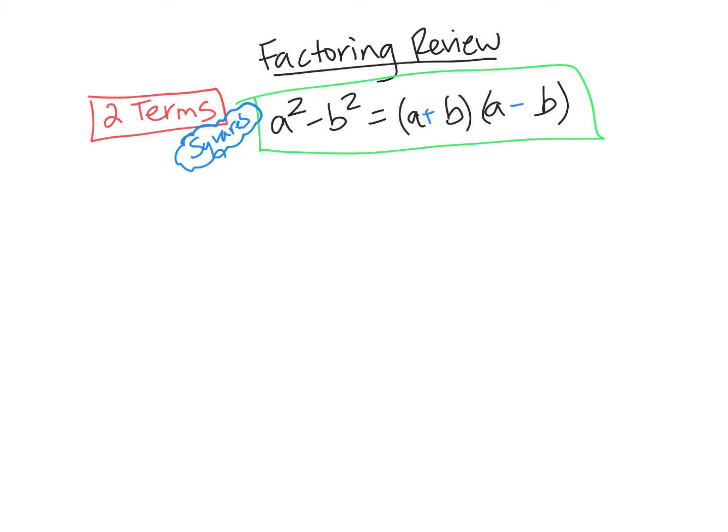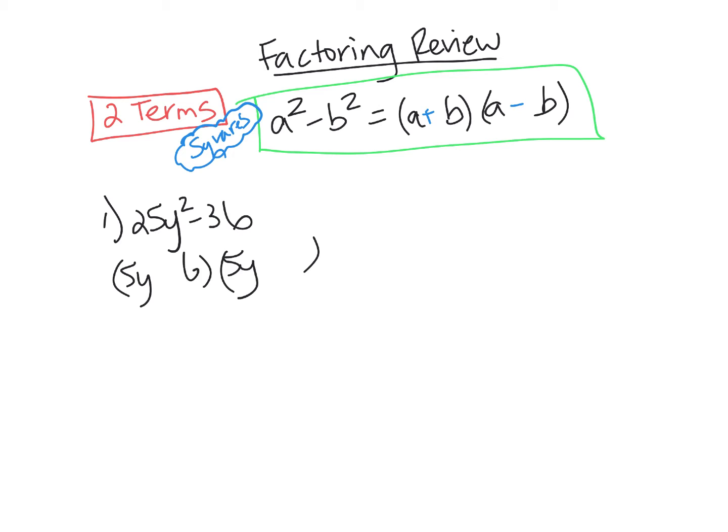So let's do some examples. What if I need to factor the expression 25y squared minus 36? Well, first I say, oh, ding, ding, ding, 25, 36. Those are perfect squares, and I have a minus in the middle. So I can factor that as a parenthesis, square root of 25y squared is 5y, square root of 36 is 6 and 6. And one's positive, one's negative.